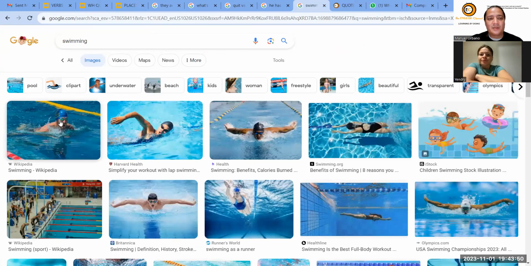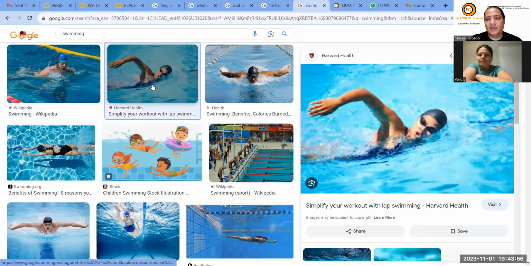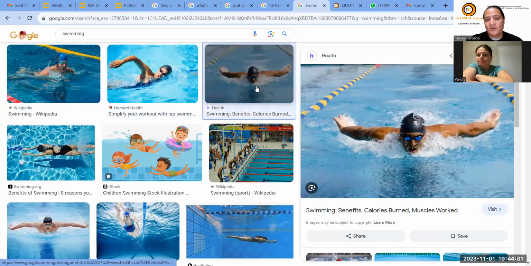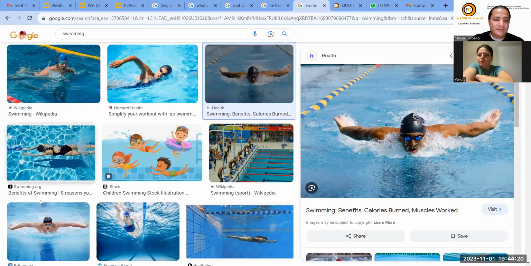And let's practice a little bit. Please repeat. He is swimming. She is swimming. Now we're going to use the manner. He is swimming fast. He is swimming slowly. He is swimming quickly. Okay, very good.